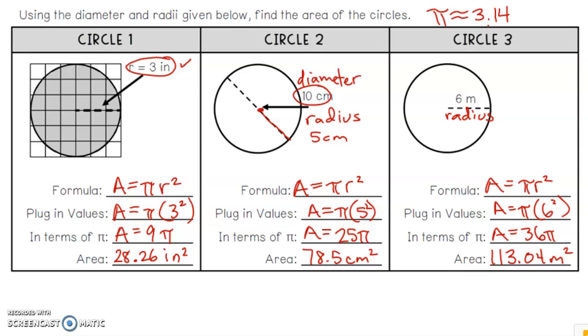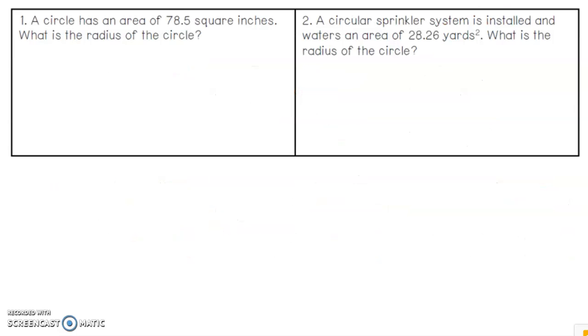So that's the basics of this formula. We're going to look at how we can do it a little bit different sometimes. Remember, it's always what do I know, what letter is that in my formula, and then solve for what you don't know. So let's look at these next problems. A circle has an area of 78.5 square inches. So my area is 78.5. And it says, what is the radius? So that's what I don't know.